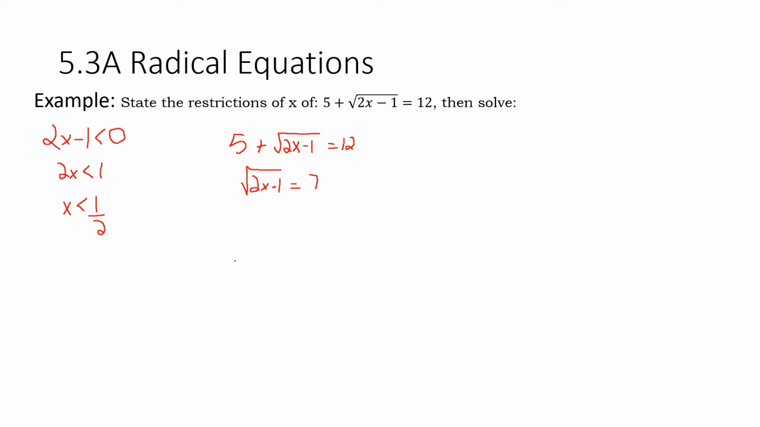To get rid of the square root now, we are going to square both sides. So square the square root of 2x minus 1 and 7. When we do that, the square and square root cancel out. You're left with 2x minus 1 equals 49. Next, we're going to get rid of this subtraction by adding 1 to both sides. So 2x equals 50. And then divide both sides by 2 to get x. 50 divided by 2 is 25. So we find that x is equal to 25 in this case.